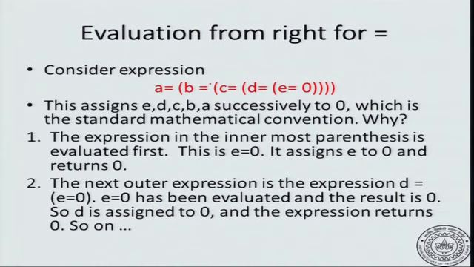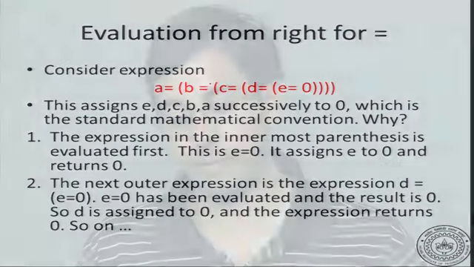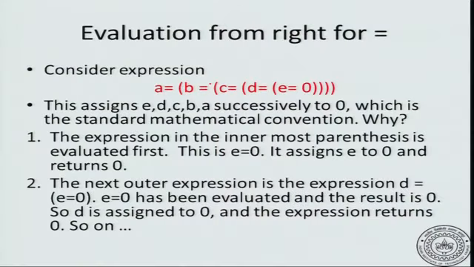The expression is evaluated from right to left in the case of the assignment operation. For example, the above expression that we just saw will be done as e equal to 0 first and then backward until a is assigned.